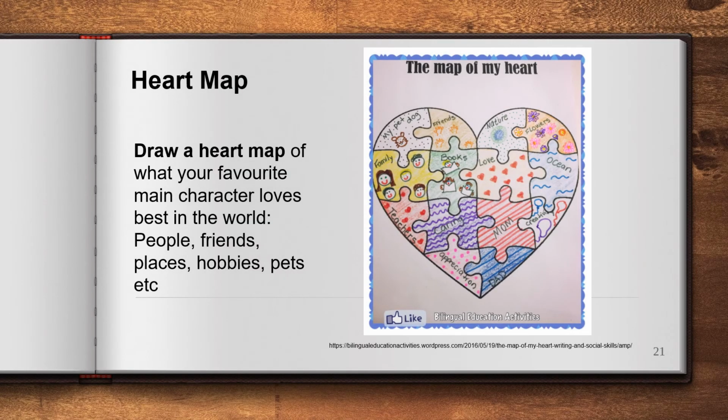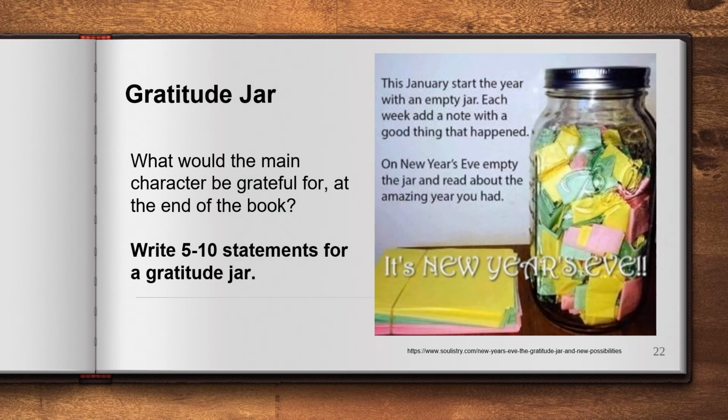Another really enjoyable thing is to draw a heart map of what your favorite main character loves best in the world. So that's really enjoyable as well. And a gratitude jar is also beautiful. By the end of the book, a lot of main characters are happy because they've learned things. They're feeling grateful about their lives. So what are 5 or 10 things that your main character could write on little bits of paper and put into a gratitude jar?